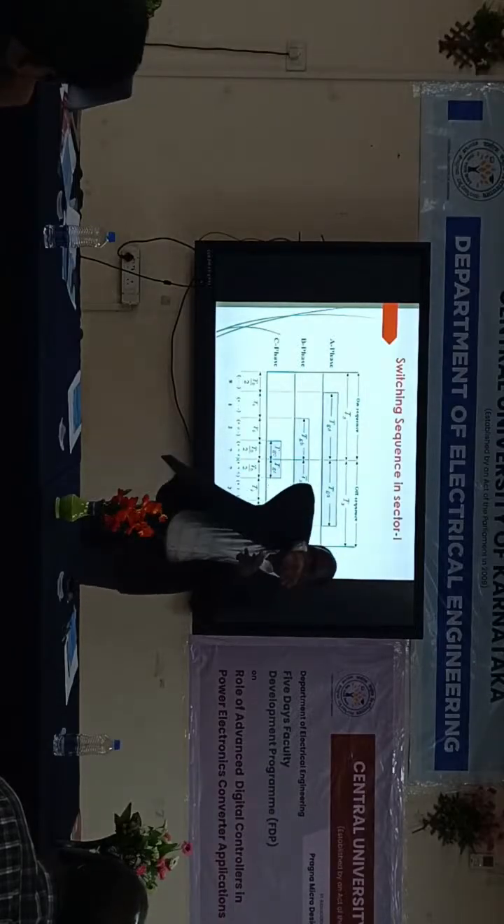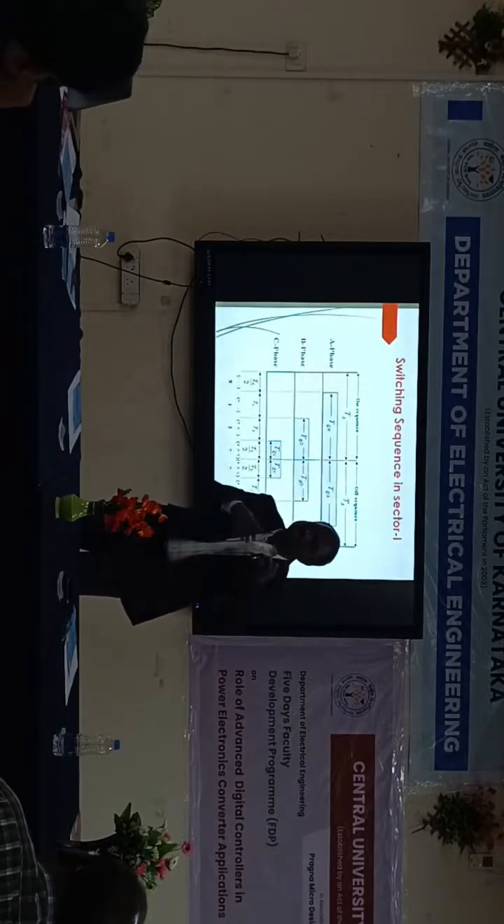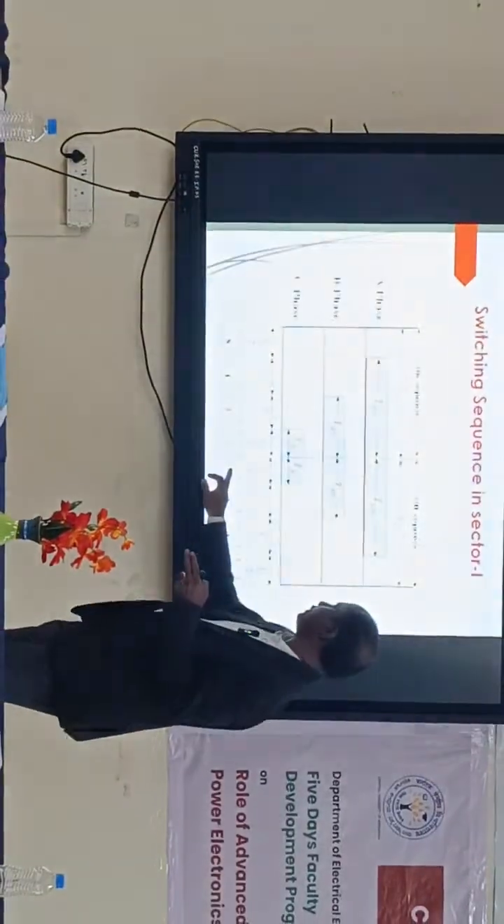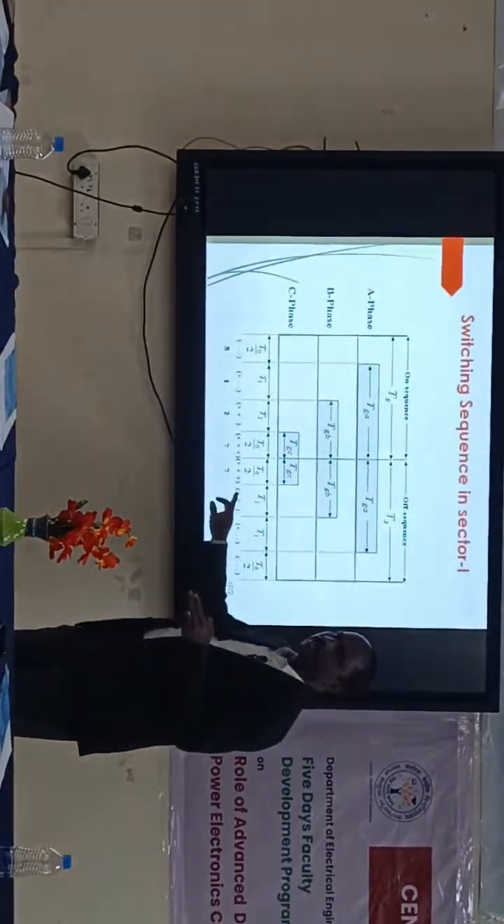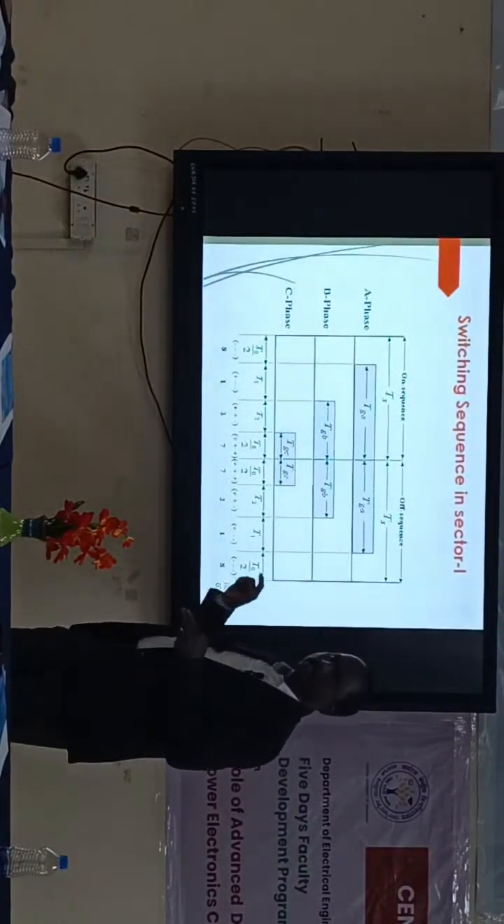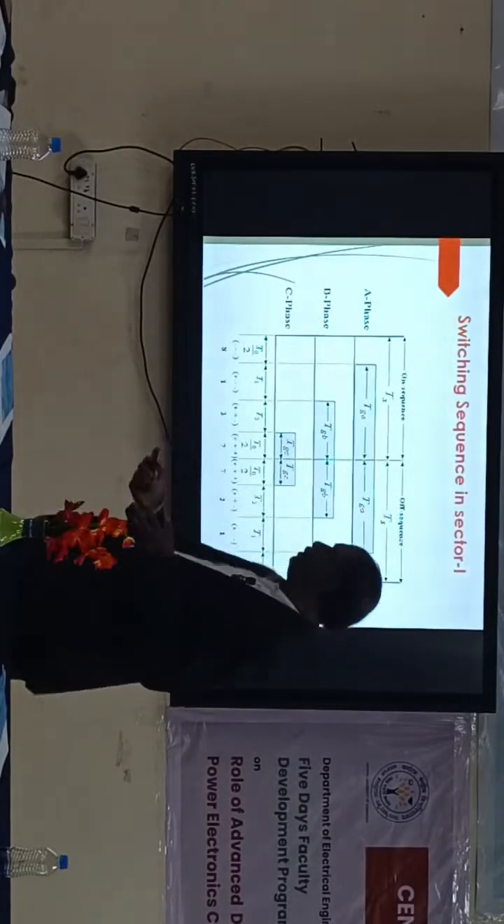At that particular moment, all top is on. Then if you go to all bottom, there is a disturbance. So what's the sequence? Only one switch you have to change. So here it is all plus, 2, plus minus, all minus. In that way, this is called positive sequence and negative sequence. In that way, we have to operate these switches.